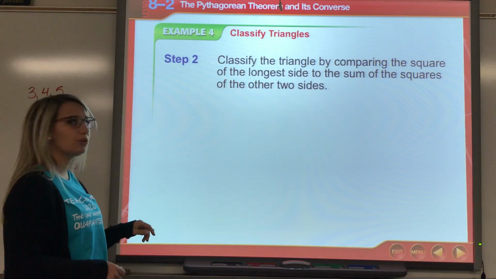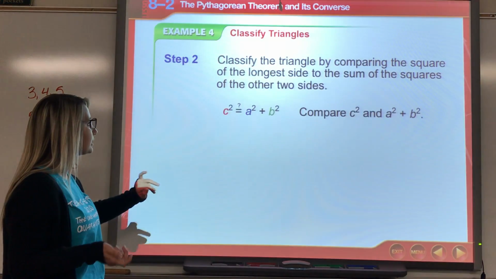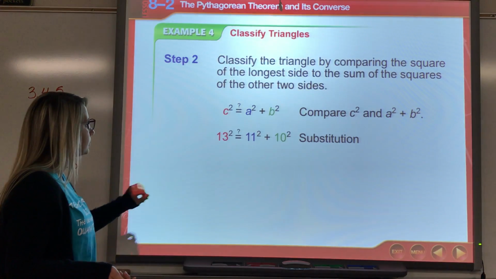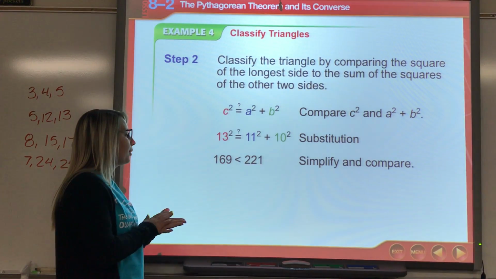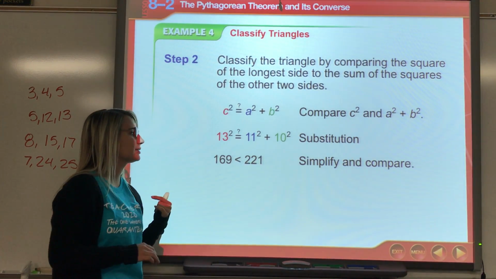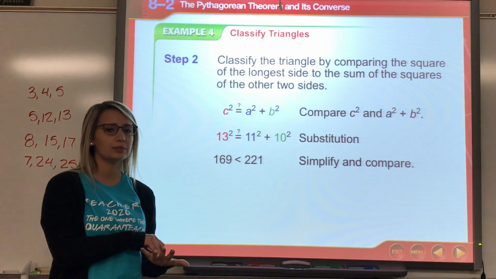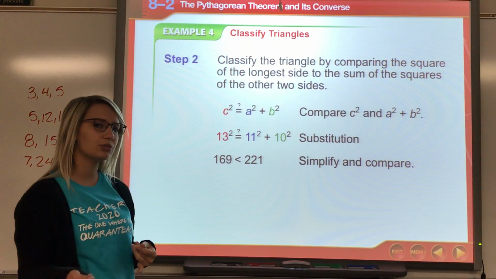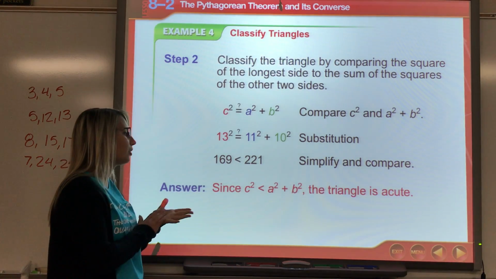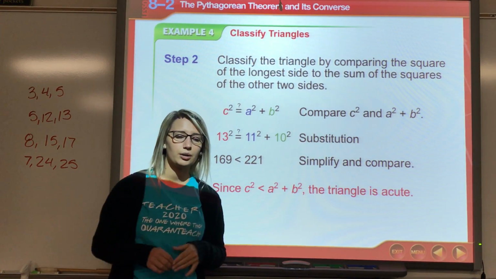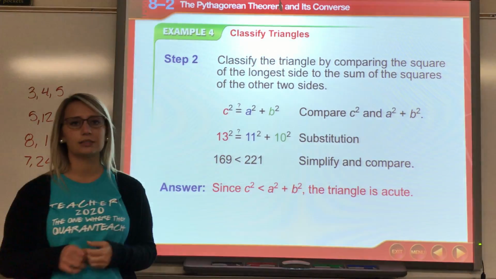Go into step 2. Now we're going to plug these in for a, b, and c. Now we're going to see, are they equal? So we plug them in. Now we get 169 is less than 221. So now we have to refer back to those theorems and say, okay, is this giving us an obtuse angle or is it giving us an acute angle? And so since c squared is less than a squared plus b squared, then the triangle is acute.